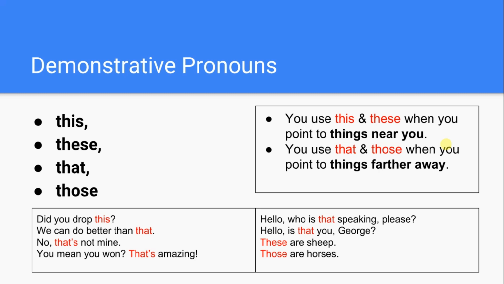We can do better than that, which means you're referring to something that has happened, right? And you're referring to something that has just recently happened, and you're saying we can do better than that. So you're pointing to a thing that has happened, right? So you use the word that. These are sheep. I told you the plural of sheep is sheep itself when we studied noun.